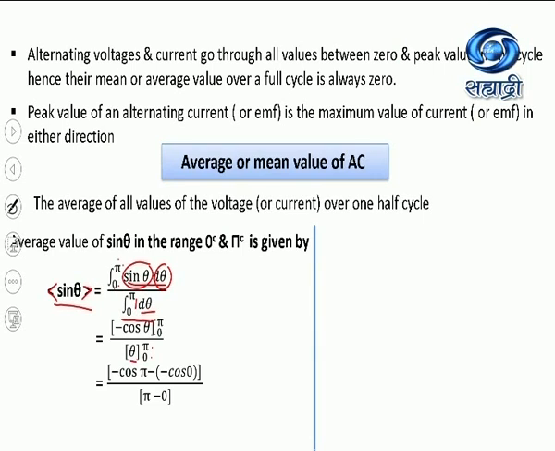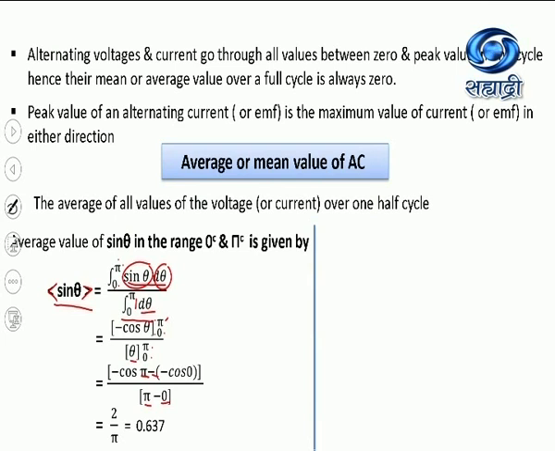So in minus cos theta, initially we replace theta by pi, and afterwards we replace theta by 0, and that's why minus cos of pi minus, minus cos of 0. In the denominator, theta we replace by pi, the upper limit, minus theta replaced by the lower limit, that is 0. So we get the average value of sin theta equal to 2 upon pi.